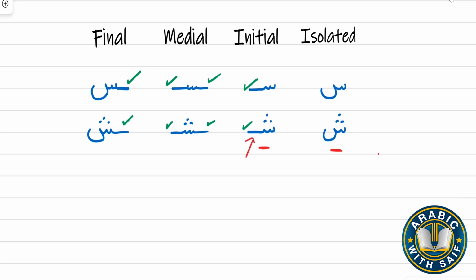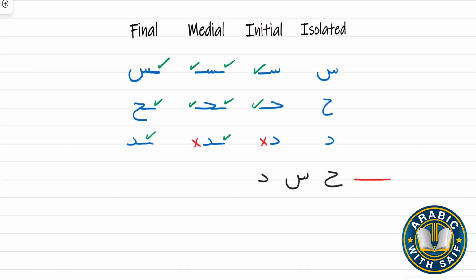If Sheen is in the middle of the word, it will be the same as Seen, also with 3 dots, allowing it to connect any letter after and before. If Sheen is at the end of a word, it will be the same way as Seen, allowing it to connect any letter before. Now let's practice how to connect and read some letters, but we'll mix letters between this lesson and the previous one. Ha, Seen, and Dal.